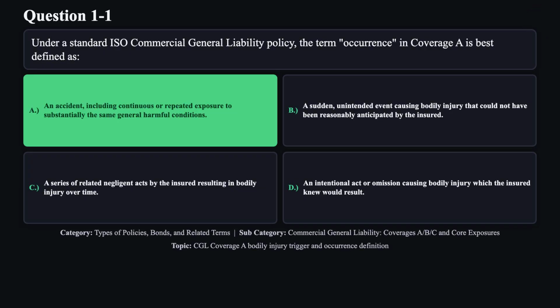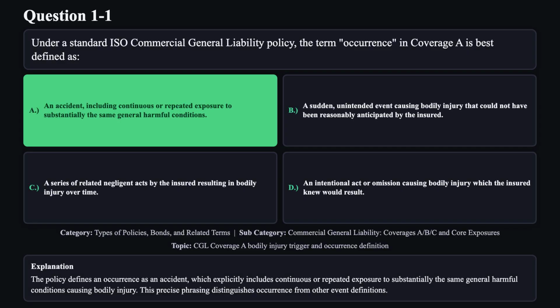The correct answer is A. The policy defines an occurrence as an accident, which explicitly includes continuous or repeated exposure to substantially the same general harmful conditions causing bodily injury. This precise phrasing distinguishes occurrence from other event definitions.